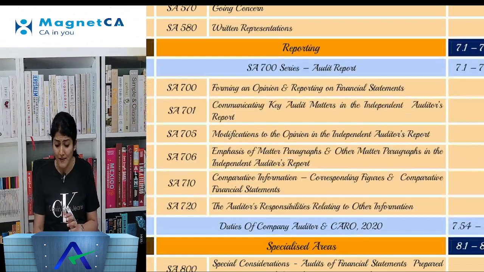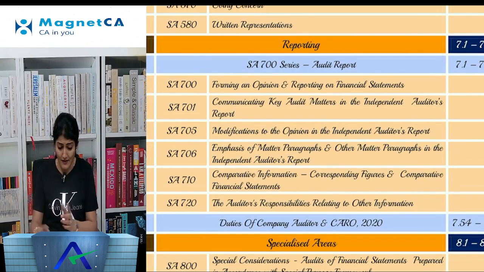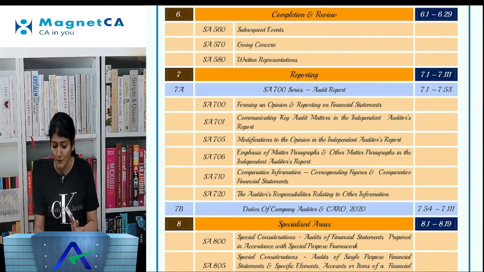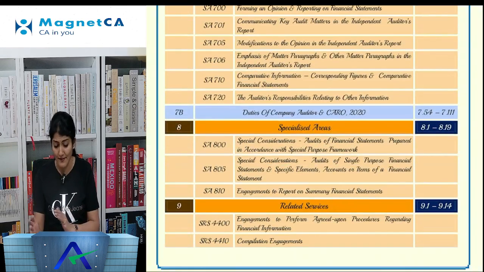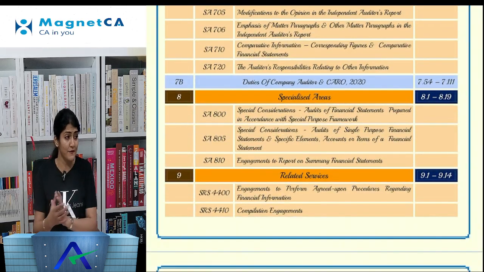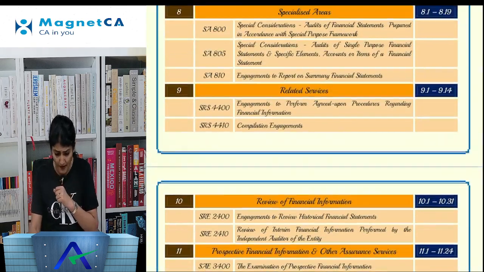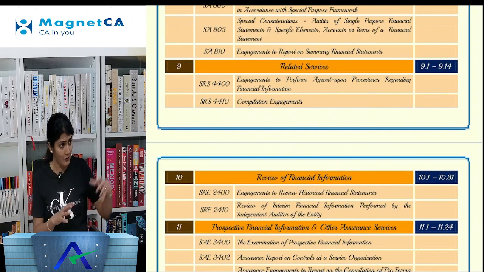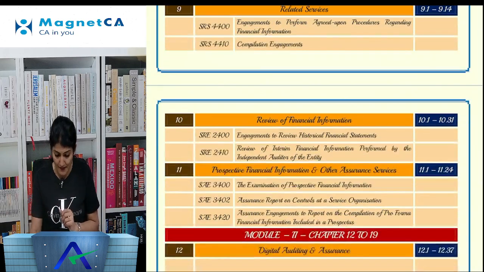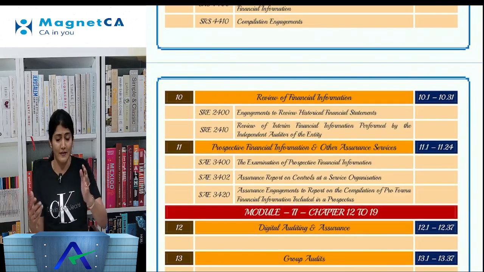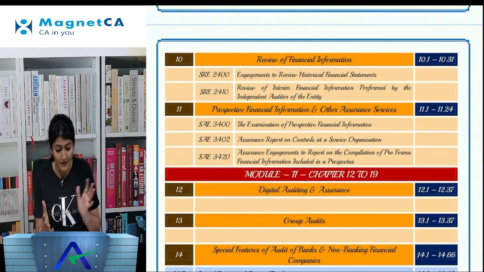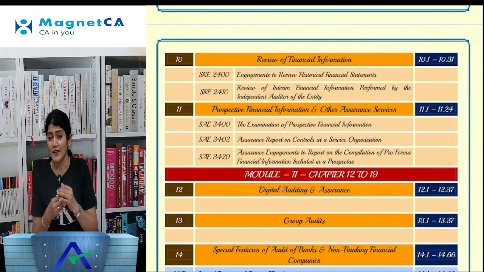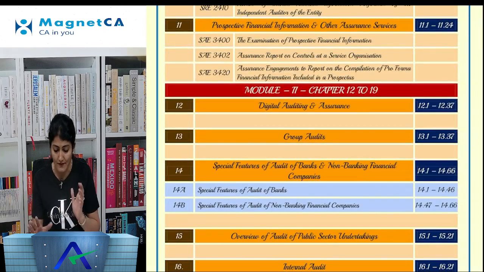Like I told you, 7 has the 700 series, 7A and 7B. You have the 700 series, and then the 7B, which is duties of company auditor, and the CARO 2020. Chapter 8 is the 800 series, 800, 805, 810. The ninth one is the standards on related services, the 10th one is SRE, standards on review engagement, and the 11th one is SAE, that is the standards on assurance engagement.